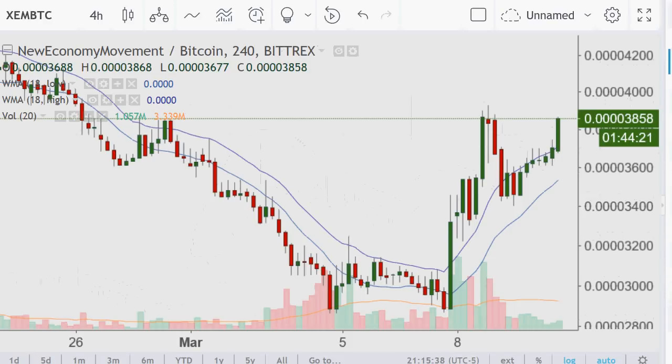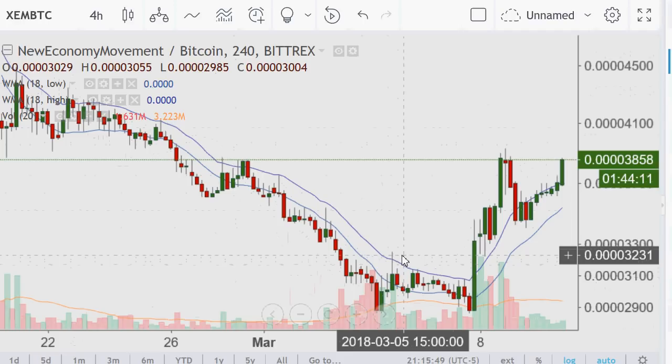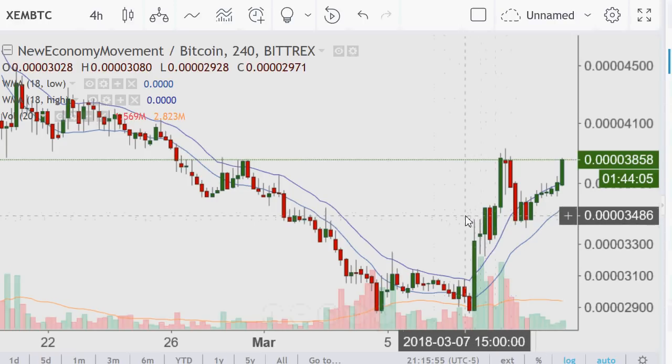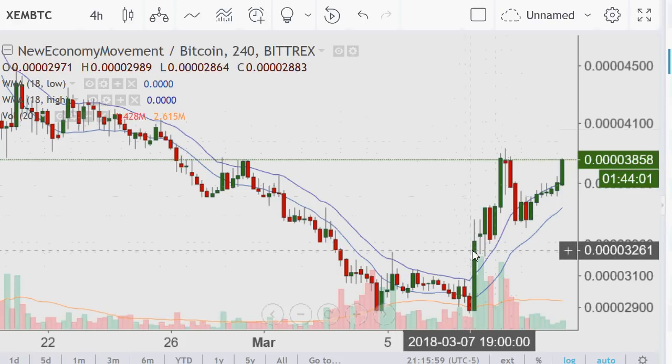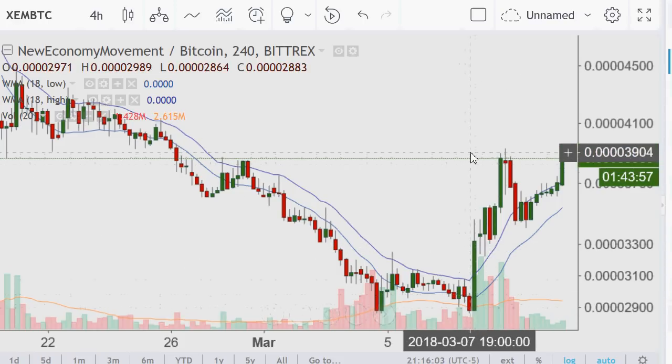Let's look at NEM, New Economy Movement, and we're looking at the 4-hour time frame. So there's a declining situation. And where do we count established resistance? Because one could say, you know what, I mean, this is high enough. This was a big, big move, but when you have a move of this nature that goes from 2,900 up to 3,900, that's about a 30% move from that low.